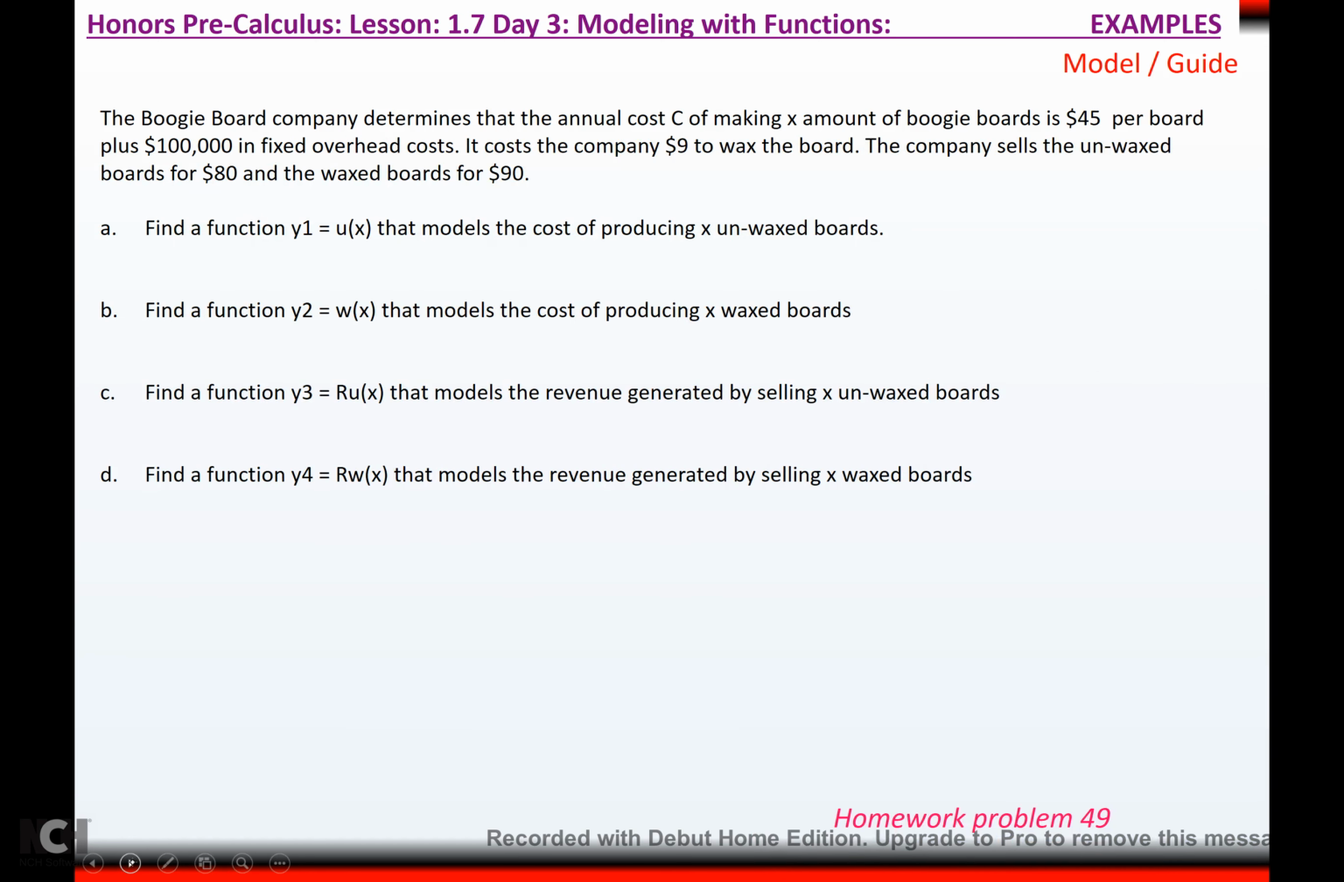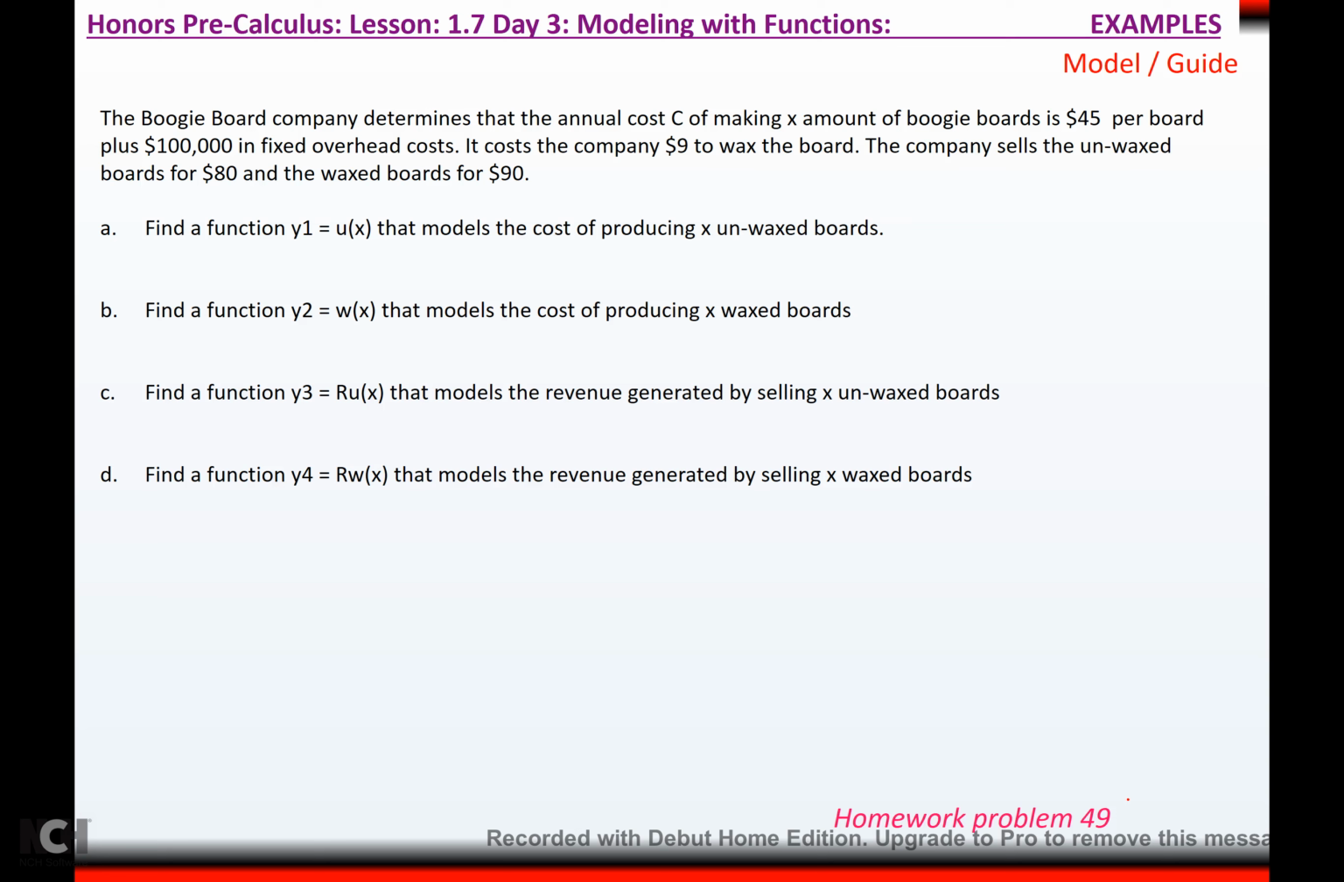Alright, next, it's the same problem, they just changed the numbers. This is actually your homework problem 49, or like it. Okay, so it says the boogie board company determines that the annual cost C of making X amount of boogie boards is $45 per board, plus $100,000 in fixed overhead costs. It costs the company $9 to wax the board. The company sells the unwaxed boards for $80 and waxed boards for $90.